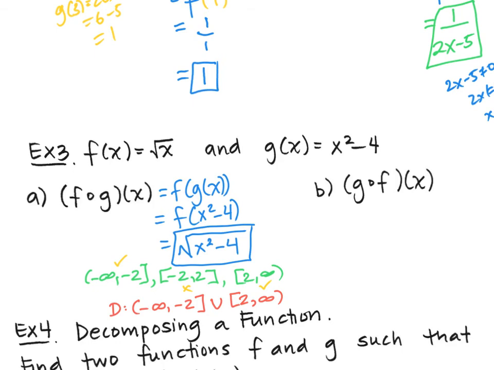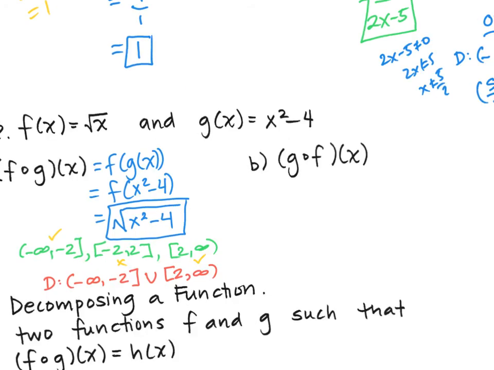Okay, after I did all that work, I am going to double check my composition because I need to respect the domain of this inner function. So g of x is x squared minus 4. That has no domain restriction, so I don't need to add any more restrictions to my function. Okay, now let's consider g of f of x.